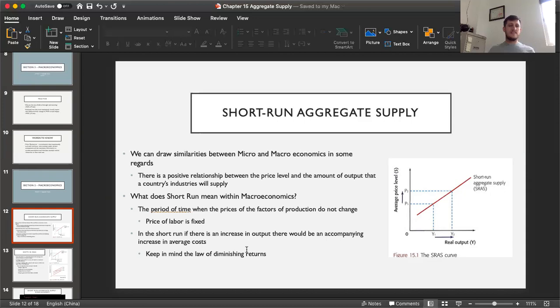So in this situation, if you're able to improve output, it's also going to change price. So there is that relationship between an increase in output and an increase in average price levels. So that's really important as well, showing that there is that relationship there. That might not be there in a long run, but in the short run there is.